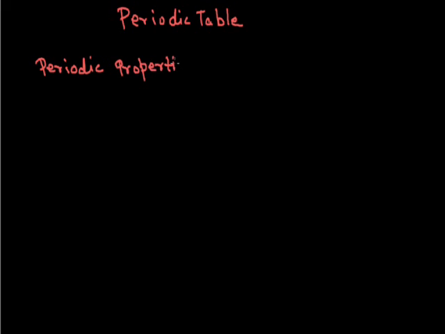Today we will study about the periodic table. In this we will be dealing with some of the periodic properties like atomic volume, atomic radius, ionization energy, electron affinity, density, etc. First of all, we will know about what is periodicity.